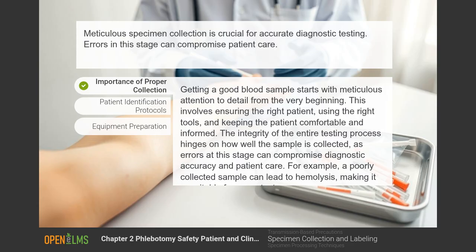The integrity of the entire testing process hinges on how well the sample is collected, as errors at this stage can compromise diagnostic accuracy and patient care. For example, a poorly collected sample can lead to hemolysis, making it unsuitable for many tests.